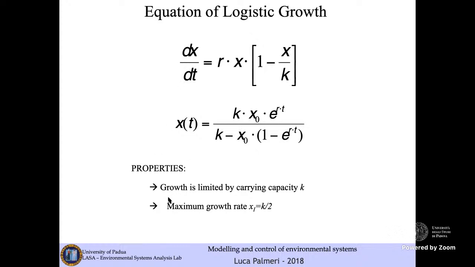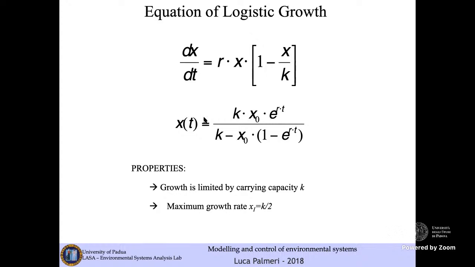The properties included or implemented in this description is that the growth is limited by a carrying capacity factor K, and that the maximum growth rate is reached at the inflection point, in which we use the semi-saturation constant value K. We have already seen the semi-saturation concept when we introduced the Michaelis-Menten model, which depended on a parameter called the semi-saturation constant, the point at which we are exactly half of the way to a saturation value of the growth.